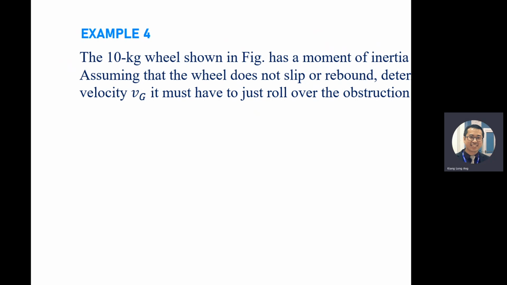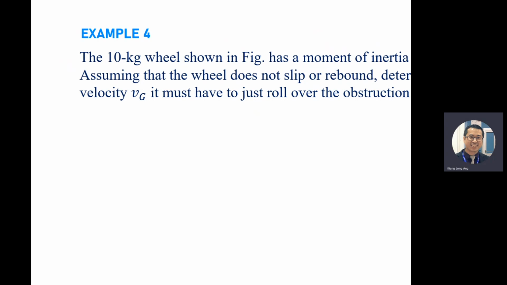Okay, so assume that the wheel does not slip or rebound. Again, I showed you in what case friction does not do work. You have to be careful with that. So this does not slip or rebound. Determine the minimum velocity Vg must be.